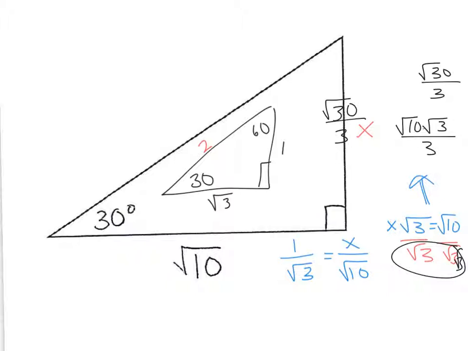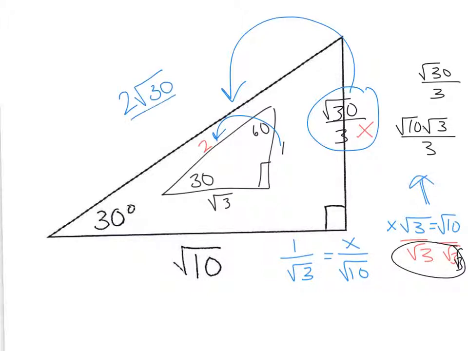And I can use similar triangles, or I can use that. Once I have the short side, the hypotenuse is always twice this. So it would be 2 root 30 over 3. Sometimes once you find one of the sides, if you know the hypotenuse, the short side's always half of this. If you know the short side, the hypotenuse is twice that.